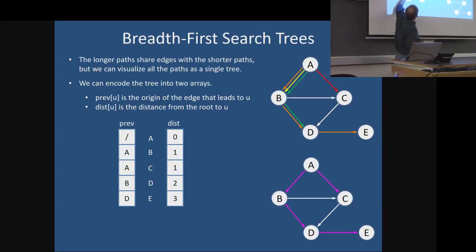This is the previous array. This is the distance array. So each entry here, like the entry here, says, in the shortest paths tree, what is the parent, the predecessor of B? And it's A. And what's the distance from B back to the root? It's one edge. So in our output, we want trees because we can then describe them simply like that.